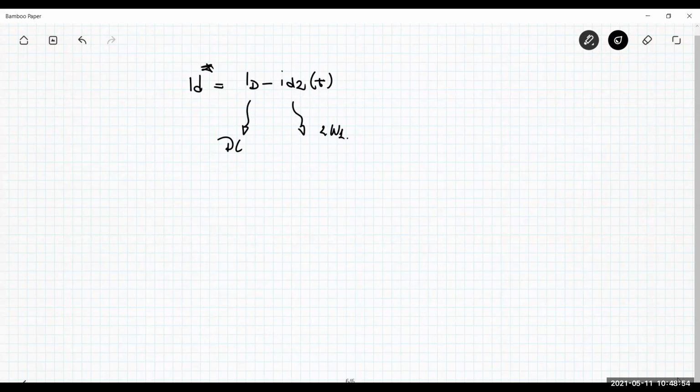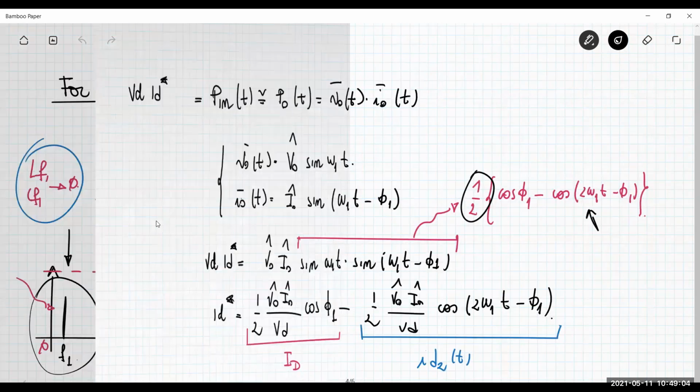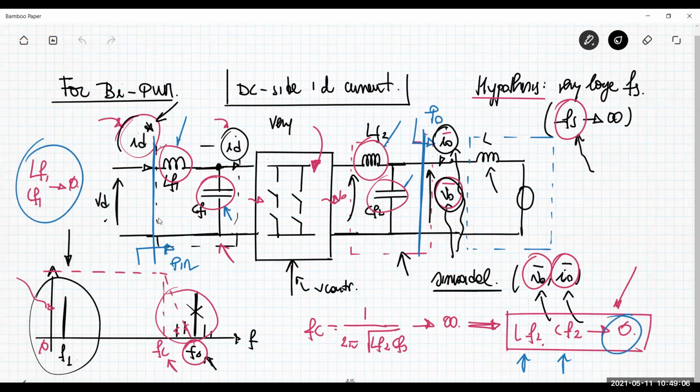If you look at this expression, okay, you have here ID star, which has a DC component plus an AC component at 2 times omega 1.